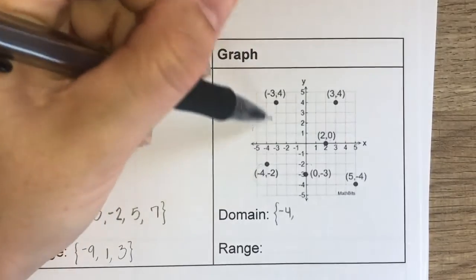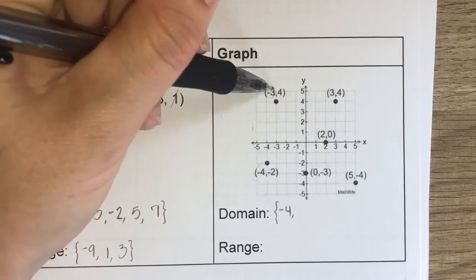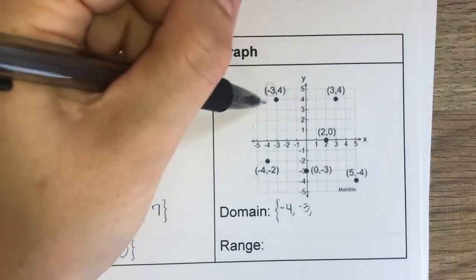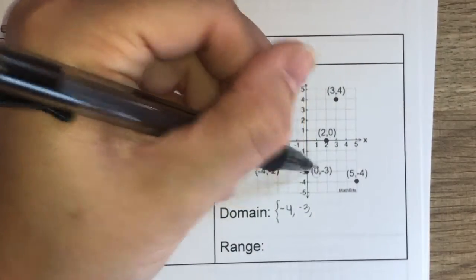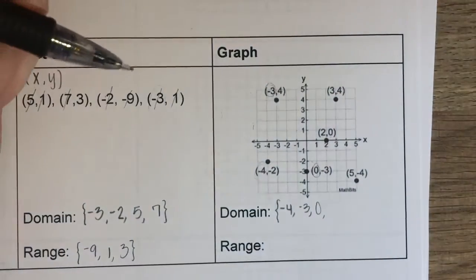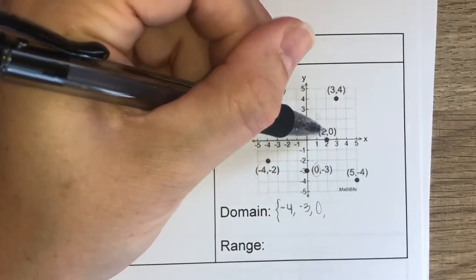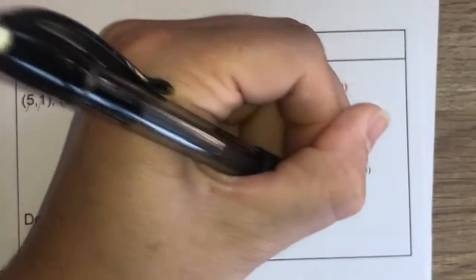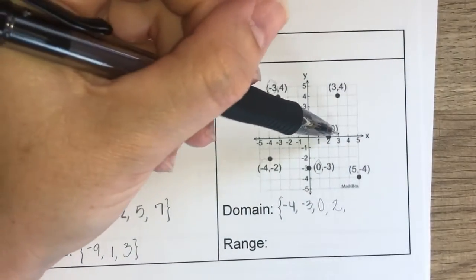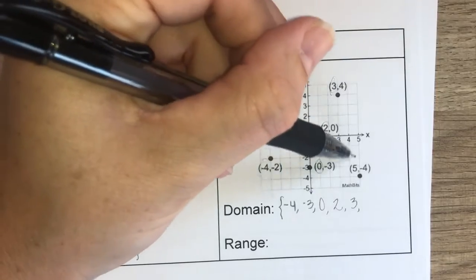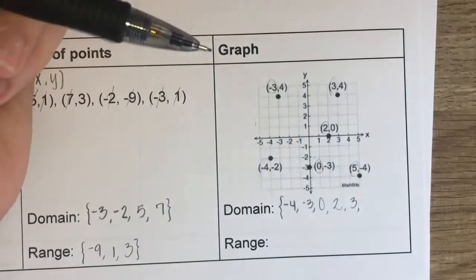And then the next leftmost point is negative 3, 4, so my x-coordinate is negative 3. And then the next one over is 0, negative 3, so my x-coordinate is 0. The next one over is 2, 0, so my x-coordinate is 2. Again, still just looking at the x-coordinates only for domain. My next one over is 3, 4, so my x-coordinate is 3. And my next one over is 5, negative 4, so my x-coordinate is 5.